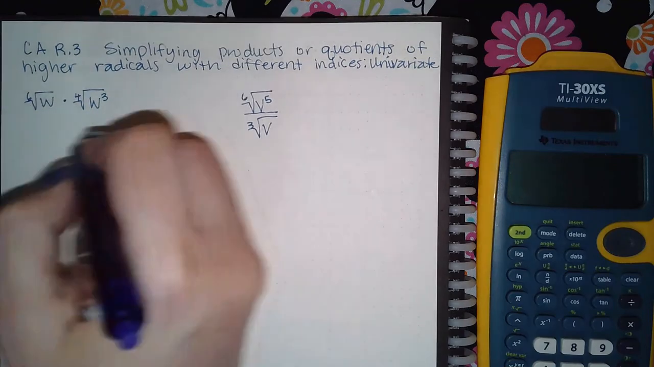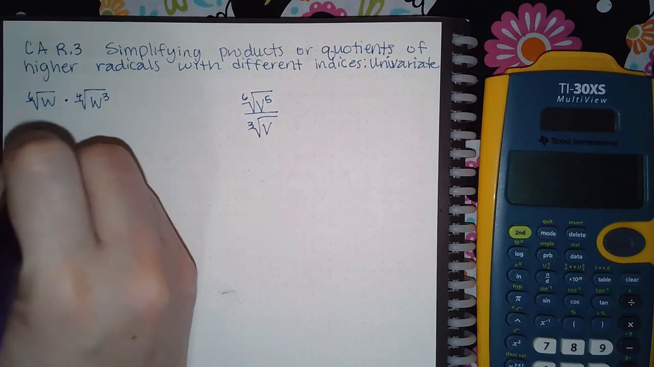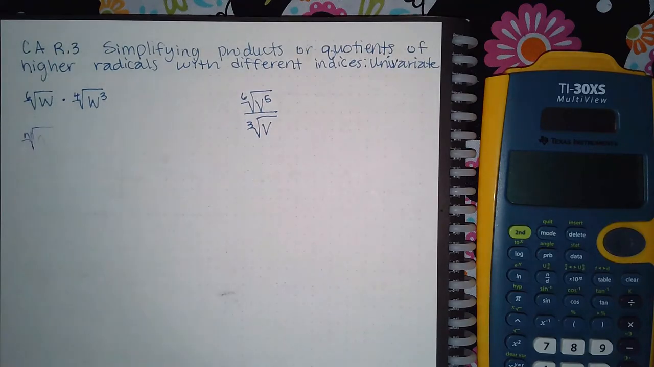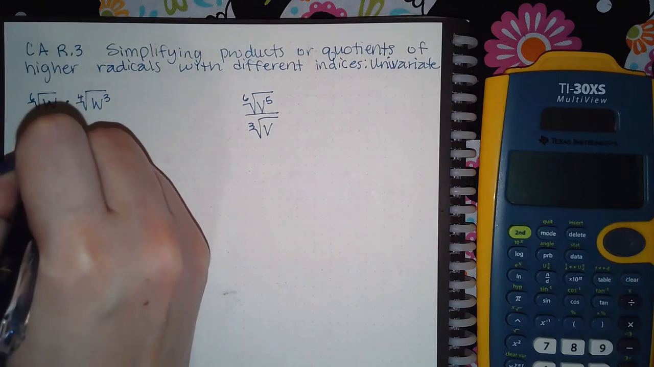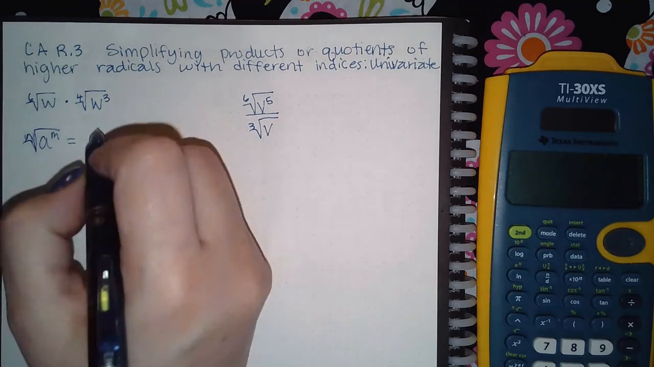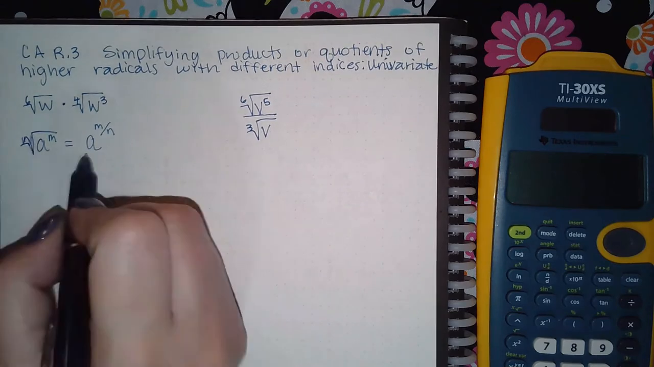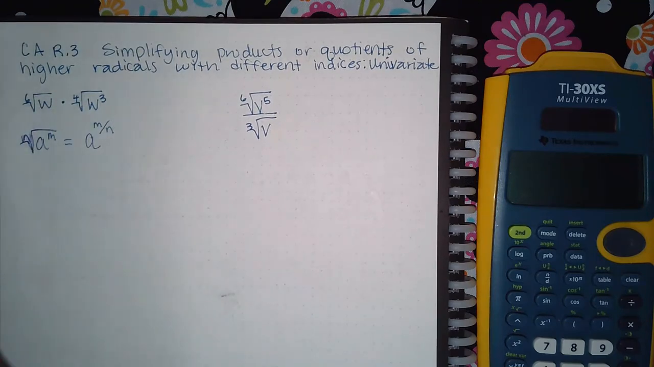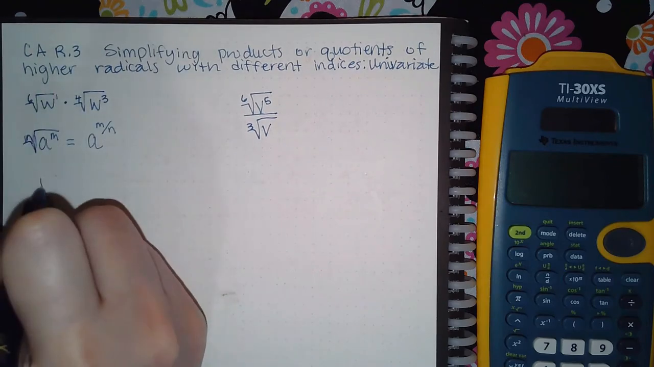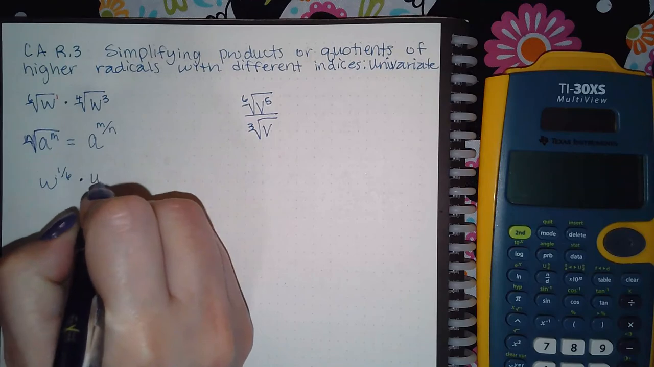The first rule we're going to use is the fact that the nth root of anything to the power m can be written as that same base to the m exponent over n index. So this is a rule we're going to apply to both of these expressions. So when I apply that, this exponent, because there is not one given, is a 1. So this expression will become w to the 1 over 6 times this expression will become w to the 3 over 4.